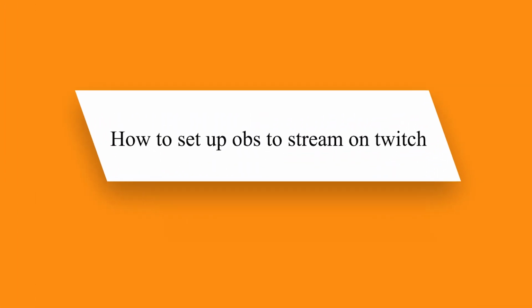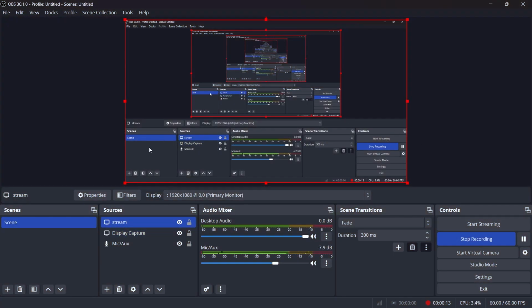Today I will show you how to set up OBS to stream on Twitch. So in order to do this, first of all, open your OBS application, click on the plus icon under sources.